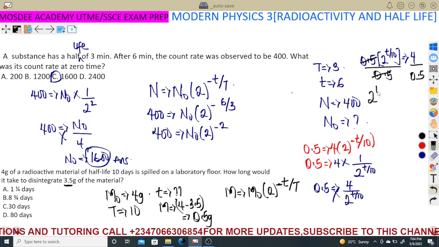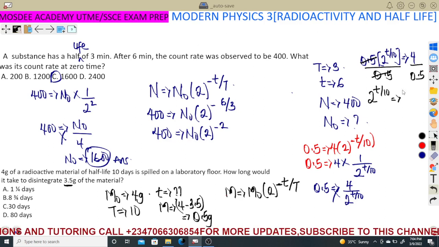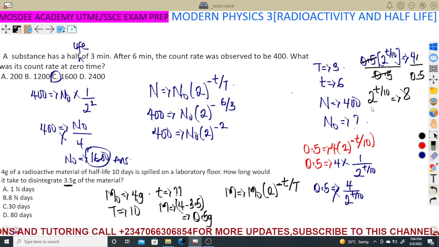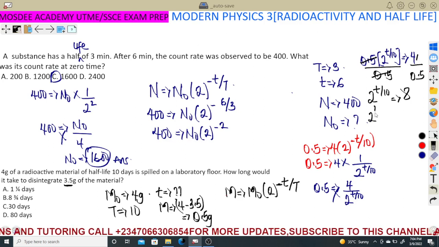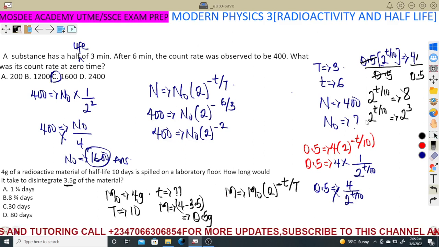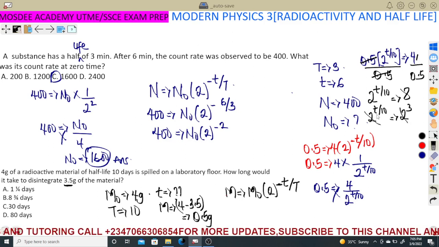2 raised to power t over 10 is equal to 4 divided by 0.5. I think it should be 8. 4 divided by half is 8. So you can now use your indices. 2 raised to power t over 10 is equal to 8, which is 2 raised to power 3. From indices, the bases will cancel, then you equate the power.